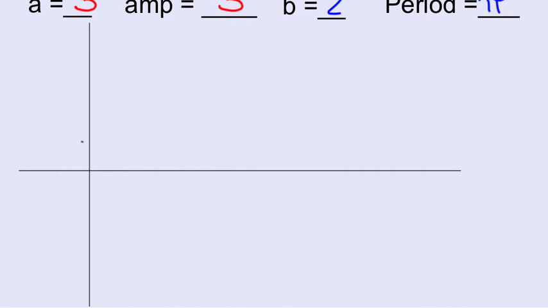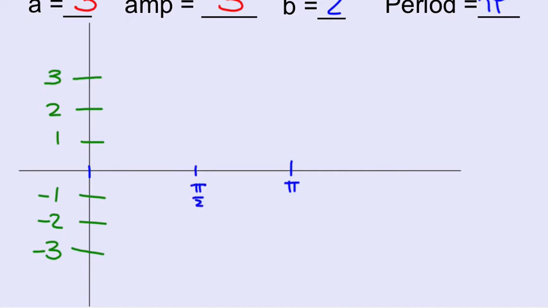So amplitude is 3: 1, 2, 3 up, and 1, 2, 3 down. And now one revolution is pi. So now what I do is I just split up into 4 equal parts again. Halfway would be pi over 2. Halfway again from 0 to pi over 2 is a quarter. Halfway between pi over 2 and pi is 3 pi over 4. We're going to expect that you know your fractions in these examples.